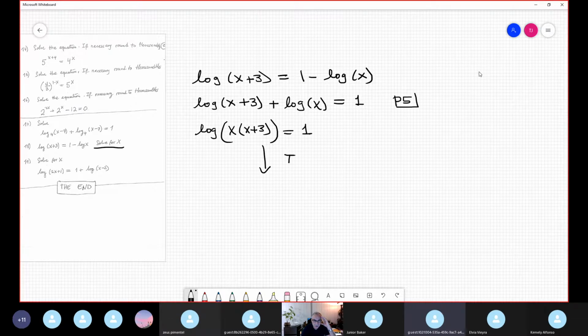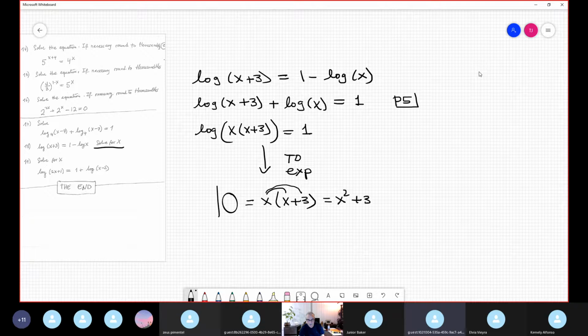Okay, crucial moment: conversion to exponential. I know that the base is 10. Look, the base is 10. The exponent is 1, but 1 is invisible. It's equal to x times x plus 3. And this is my new equation. Actually, it's not exponential, it's a quadratic equation. Multiplying this and this, x squared plus 3x. Let me manipulate it in order to express it in standard form. x squared plus 3x minus 10 equals 0. Super.